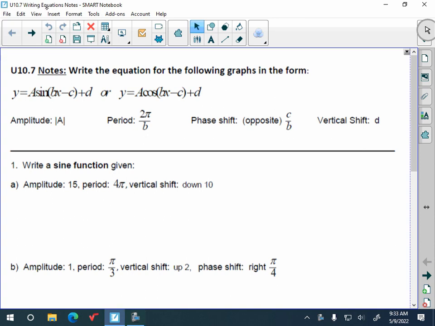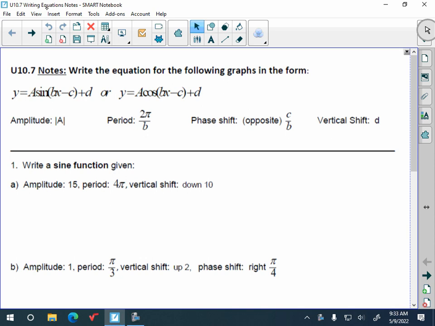So we have two equations, one for sine, one for cosine. They're similar. It's just one's trig function for sine, one's for cosine. So those are the two that we're going to write equations for today, and then tomorrow we'll do the tangent ones.